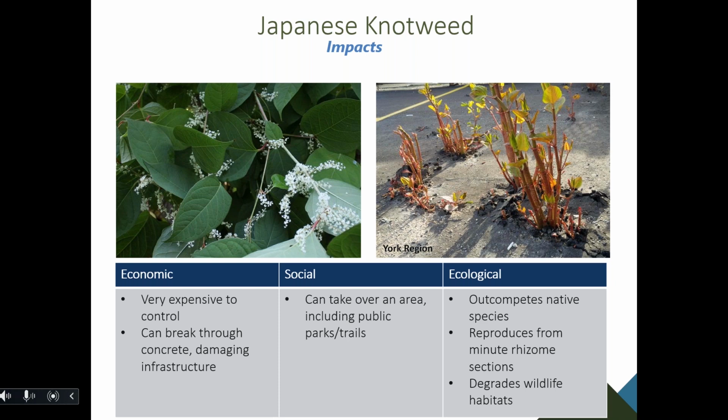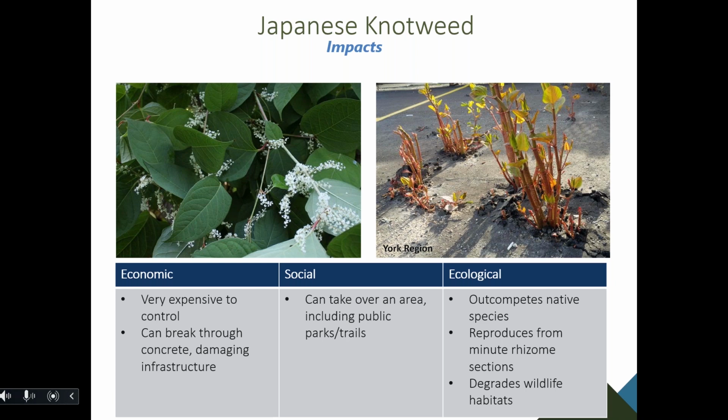And so I mentioned in the beginning that a species introduced outside of its native range must cause harm to the economy, the society, or the ecology, and usually it harms all three. And so for each of the species, I'm going to go through some of those examples of those impacts. So the impacts of Japanese knotweed are it's very expensive to control, and management plans for this plant can be years long. It can break through concrete and damage infrastructure, as you see in the top right photo there. Those are juvenile Japanese knotweed coming up through the asphalt. And it sometimes is called asparagus plants because they have their resemblance to asparagus in their juvenile stage.